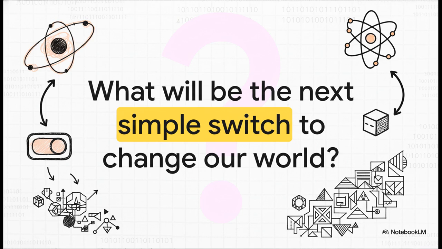Things like quantum computing are already trying to use the state of an atom as their switch. What do you think will be the next simple, binary choice that unlocks a whole new world of complexity?